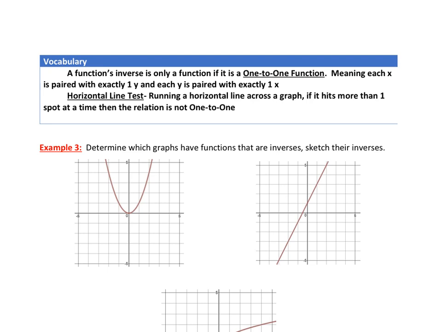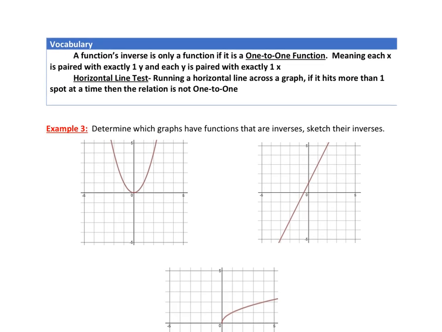Okay, next. A function's inverse is only a function if it is 1-to-1. So this is the 1-to-1 line test here, or the horizontal line test. Running a horizontal line test will actually tell you whether the graph of the inverse will be a function. If it hits more than 1 point, then the inverse will not be a function. So in example 3, we're determining if the graphs of the functions below have inverses that are functions. Read that backwards. And then we're supposed to sketch the inverses.